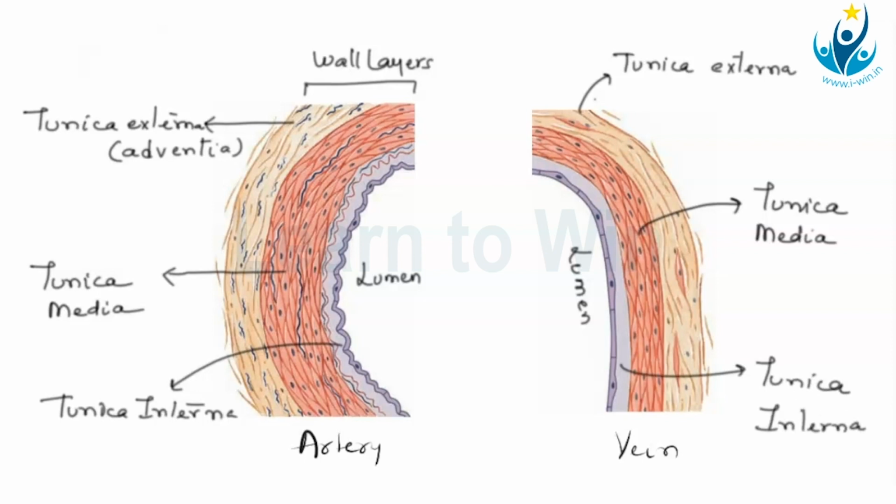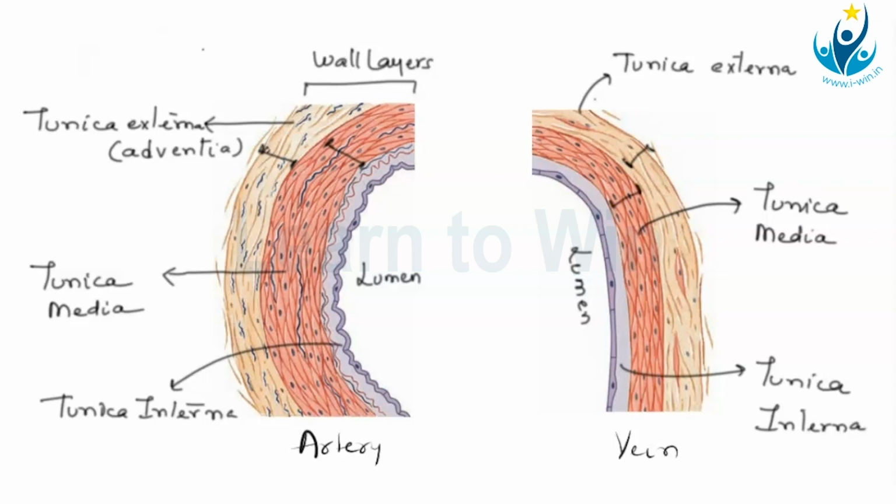Right. So these are the various layers of the walls of the arteries and veins, and they're common. If you observe the diagram very closely, you will see that even though the layer names are the same, there is a slight difference. Difference in what? Difference in the thickness of each wall, and difference in the composition of the walls.